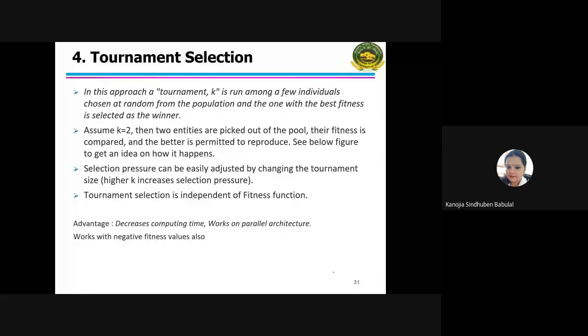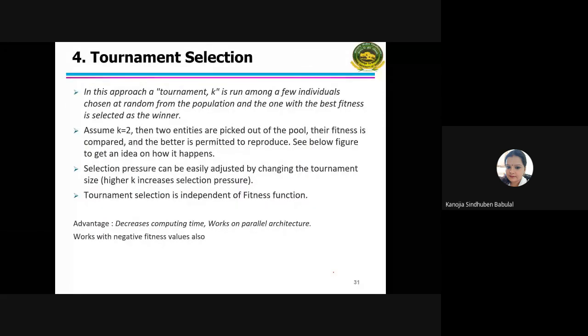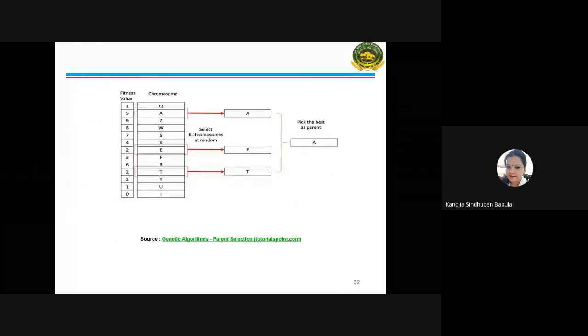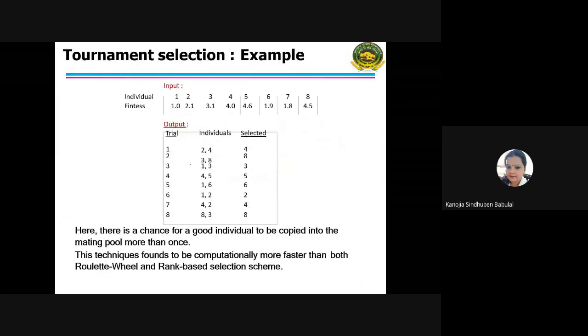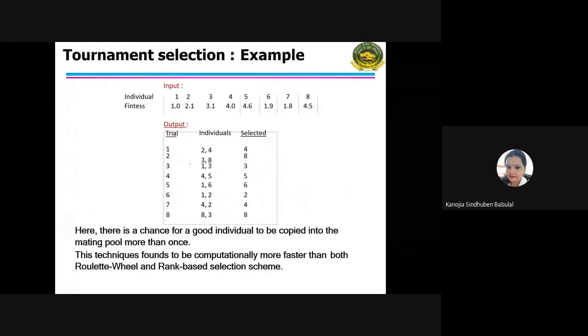Okay, so this was your rank based method. The next method that we have is the tournament selection strategy. In tournament selection strategy, this is a different strategy, somewhat different from the previously discussed ones. Let us see the example and then we can see. Let us see this example, and it would be more clear.